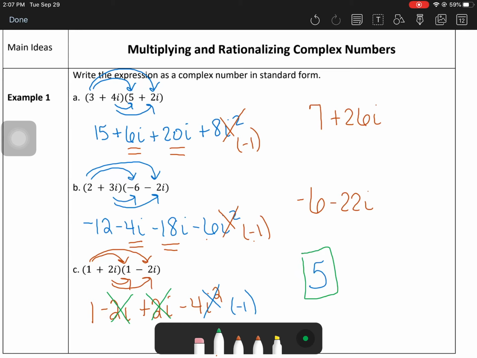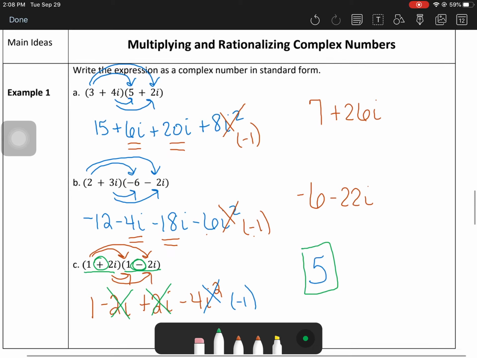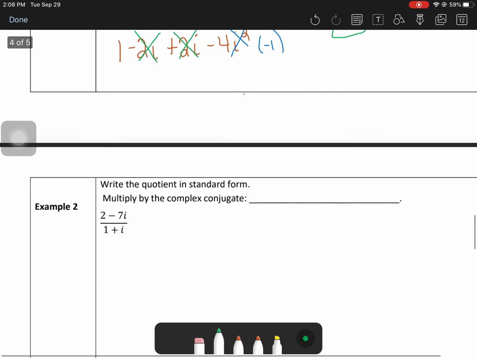And that's an important thing to look at before we move on, is that these are called conjugates of one another because they're exactly the same binomial but differ only by the sign that's in the middle. One is positive and one is negative. When that happens with our imaginary numbers, you'll notice that after we are finished, we have only a whole number remaining.